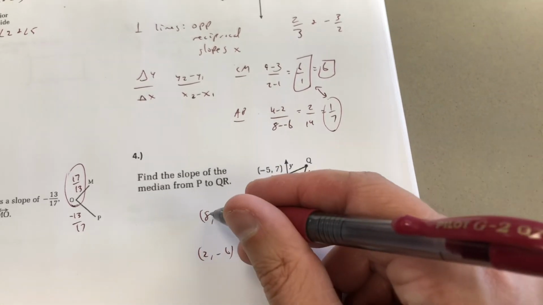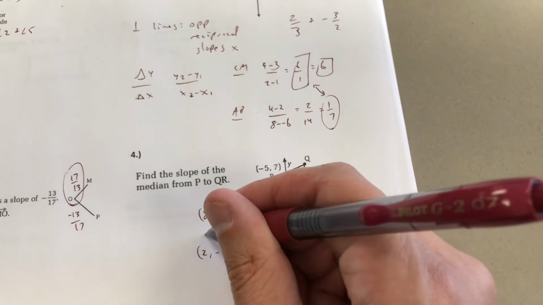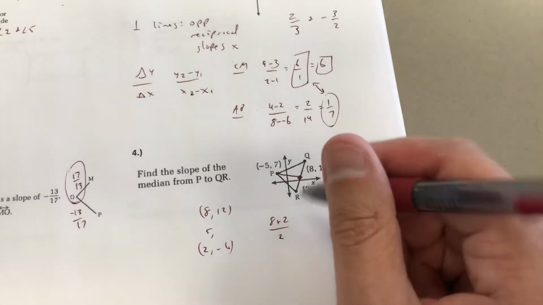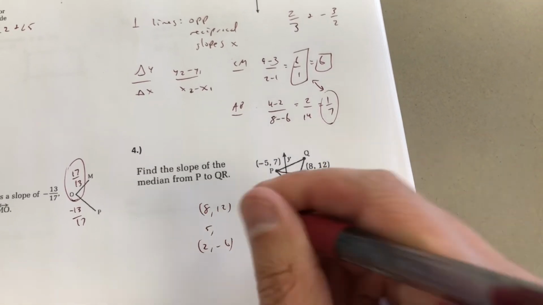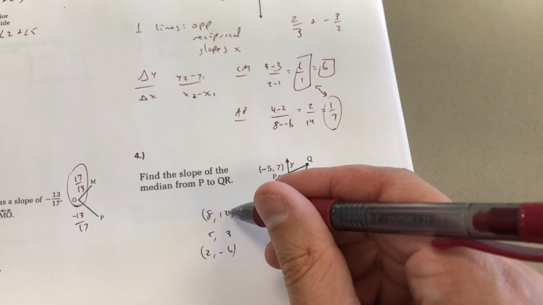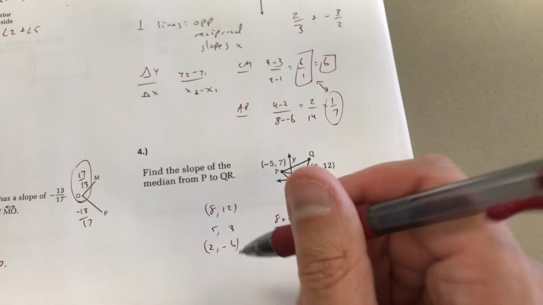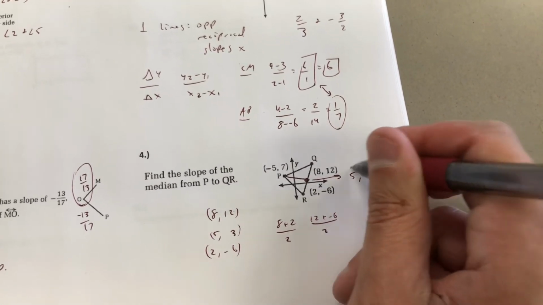So same thing, find the average of the x's. 8 plus 2 divided by 2 is 5, halfway between 8 and 2. And we can average the y's. 12 plus -6 is 6, divided by 2 is 3. I think you can see here 12 minus 9 is 3, 3 minus 9 is -6. So 5, 3 is that.